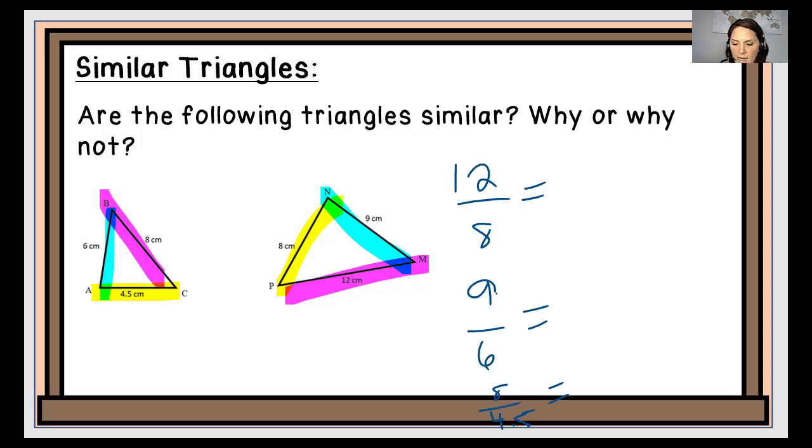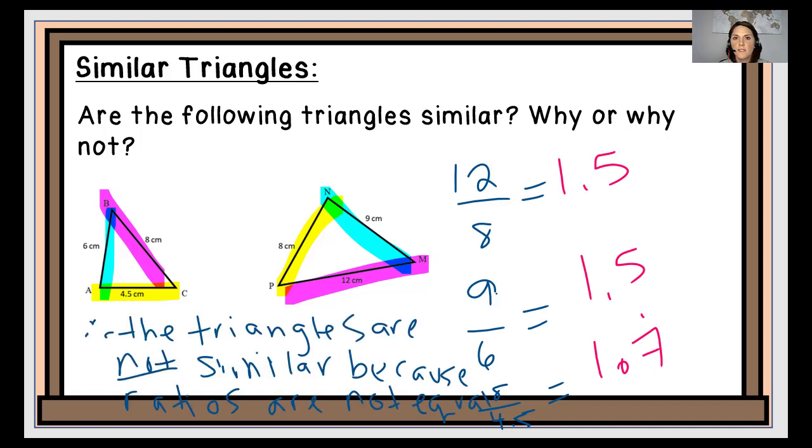So 12 divided by 8 is 1.5. 9 divided by 6 is 1.5. 8 divided by 4.5 is 1.7 repeating. In order for these triangles to be similar, all three ratios must be equal. Because that third ratio is not equal to 1.5, these triangles are not similar. So let's make our conclusion. The triangles are not similar because the ratios are not equal.